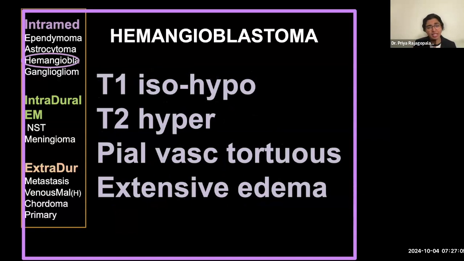These are again very vascular tumors. They are again T2 bright. And then they have this pial vascularity, which gives the appearance of a very tortuous vessel along the pial surface, because they come to supply this tumor. And for the size of the tumor, these tend to have extensive edema. Let me show you a case.